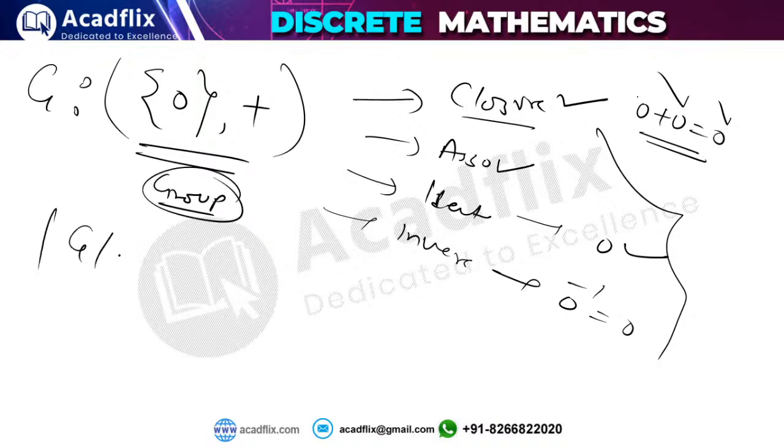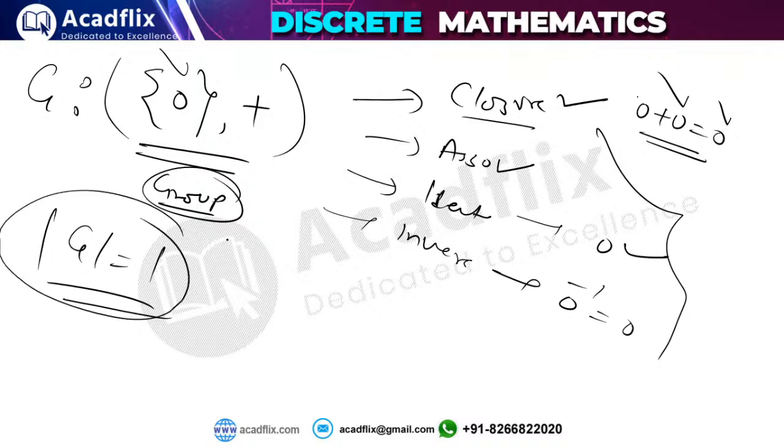Then what is the order of this G? It is equal to 1, because the number of elements is 1. Remember, in this base set we have only 1 element, so the order of G is equal to 1. This is the first definition that we have seen, the definition of order.